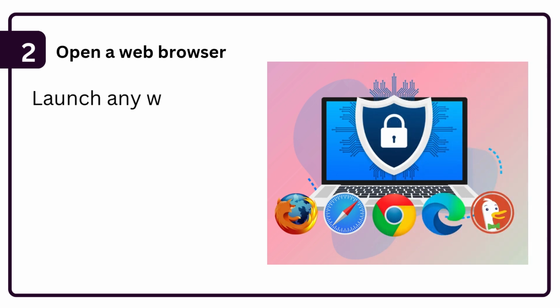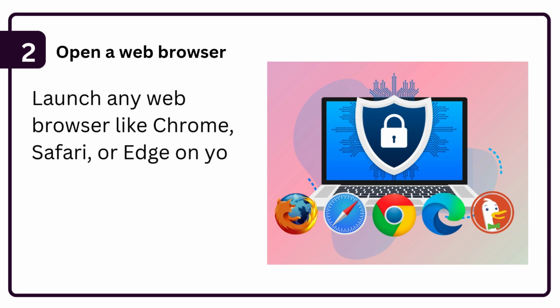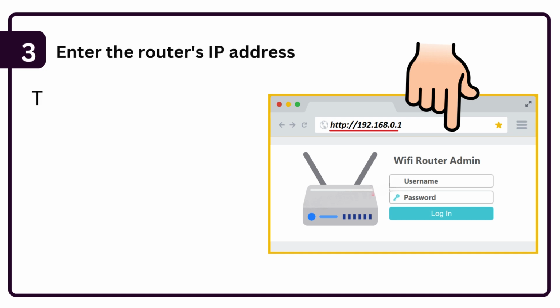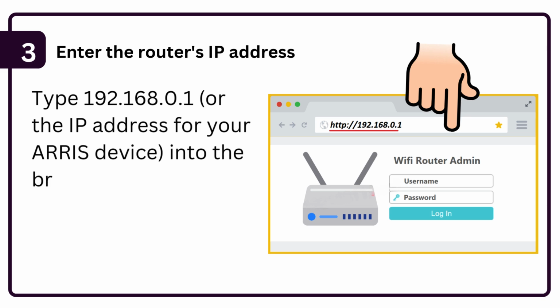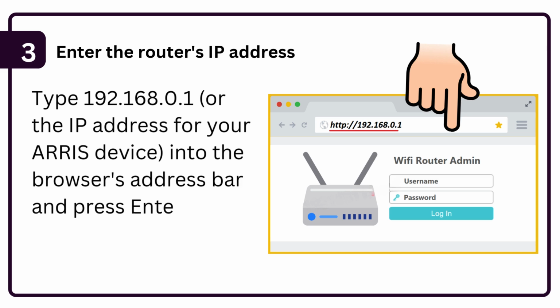2. Open a web browser. Launch any web browser like Chrome, Safari, or Edge on your connected device. 3. Enter the router's IP address. Type 192.168.0.1 or the IP address for your ARRIS device into the browser's address bar and press Enter.